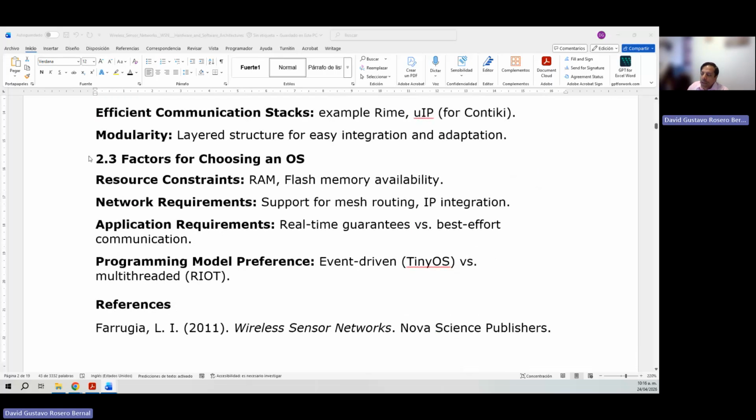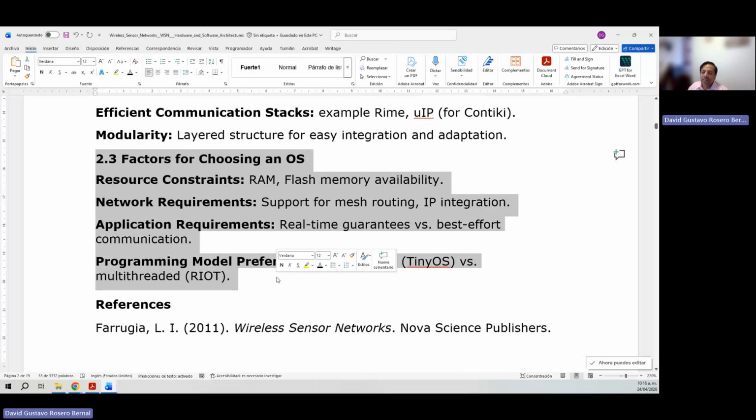Obviously, we need to consider some factors of choosing operating systems, like resource constraints. We need to consider as well the available RAM, the flash memory, and processing capacity. The network requirements to support mesh routing protocols like RPL, routing protocol for low power and lossy networks, IP connectivity, and ad hoc routing.